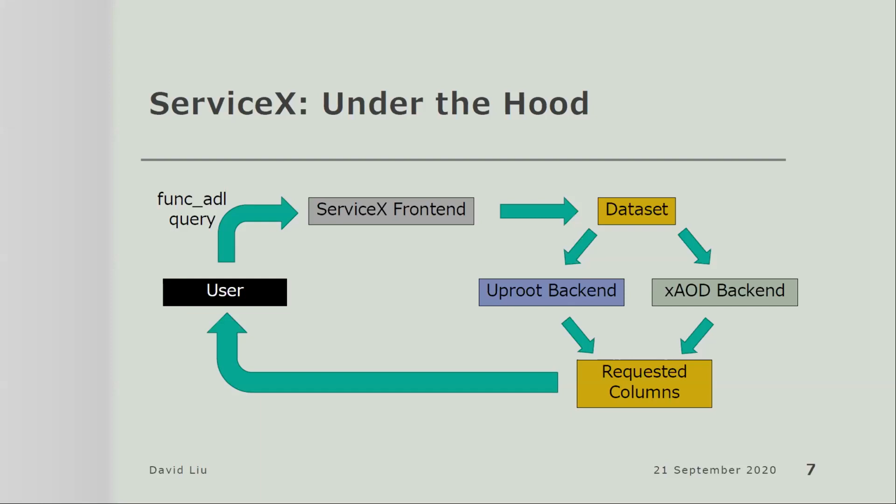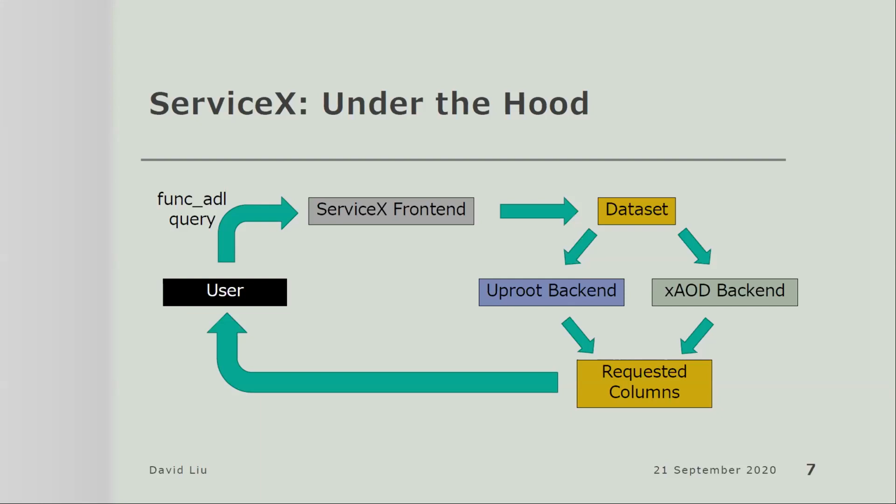And so these backends, there's two of them. One is the uproot backend and one is an XAOD backend. The difference is just the type of files that they take. The uproot backend selects just simple root files, while the XAOD backend is specific for the XAOD type files, which are a data type that's used by ATLAS.